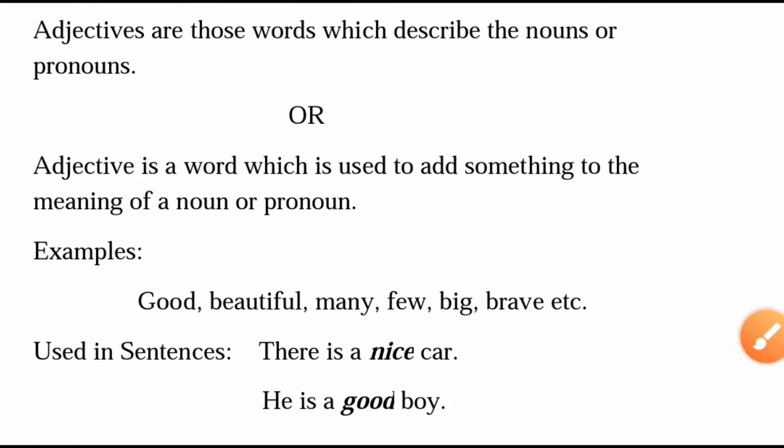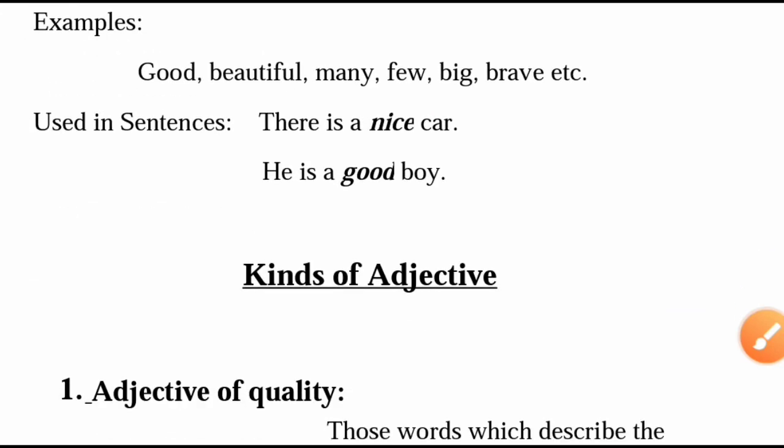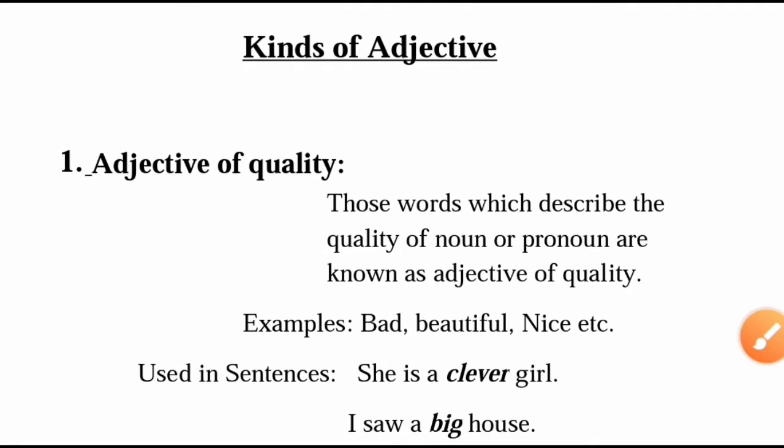Another example you can see: he is a good boy. Here, good is an adjective which is talking about the noun, which is boy. It is giving additional information about the noun: he is a good boy. So this is the adjective. Let's talk about the kinds of adjectives.